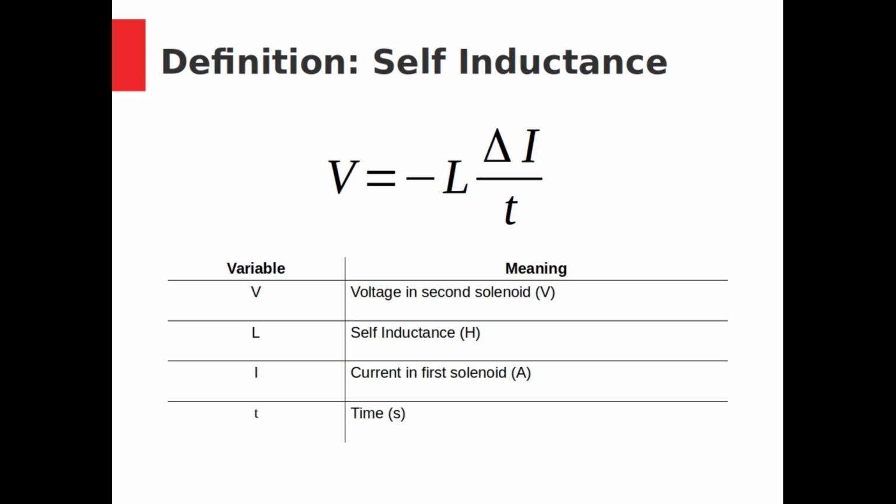We can summarize this process using this equation. In this equation, L is a constant called the self-inductance of the solenoid. It measures the effectiveness of the solenoid at smoothing out changes in currents. Once again, the solenoid uses a change in current to prevent further changes in current.